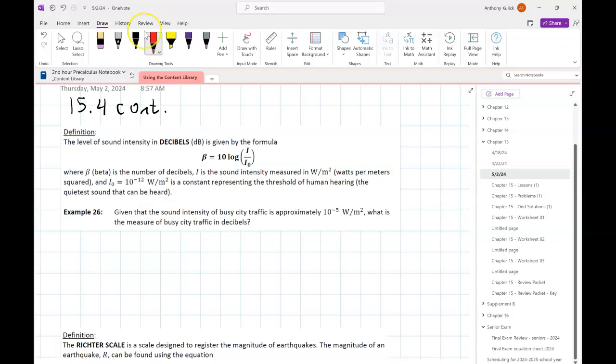So we're told that the sound intensity of busy city traffic is approximately 10 to the negative 5th watts per meter squared. What is the measure of busy city traffic in decibels? So this is our I, and we know that I naught is always this.